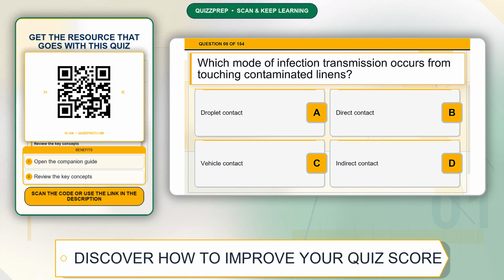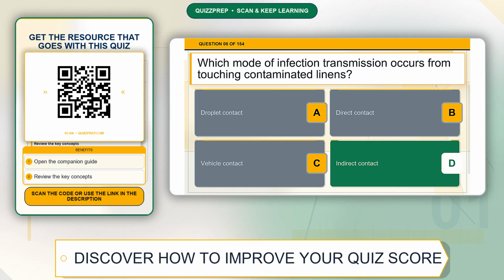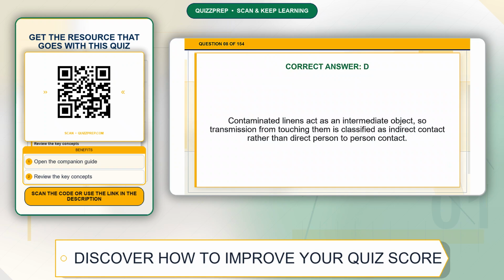Question 8. Which mode of infection transmission occurs from touching contaminated linens? Option A. Droplet contact. Option B. Direct contact. Option C. Vehicle contact. Option D. Indirect contact. The correct answer is option D. Indirect contact. Explanation. Contaminated linens act as an intermediate object, so transmission from touching them is classified as indirect contact rather than direct person-to-person contact.